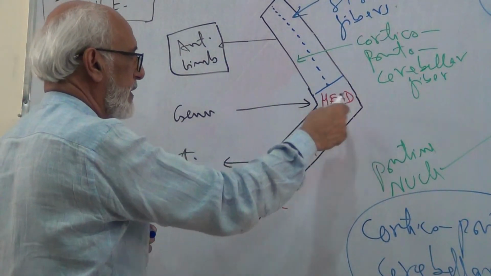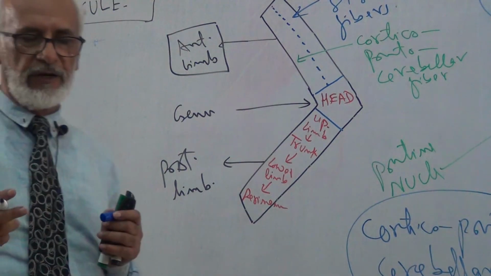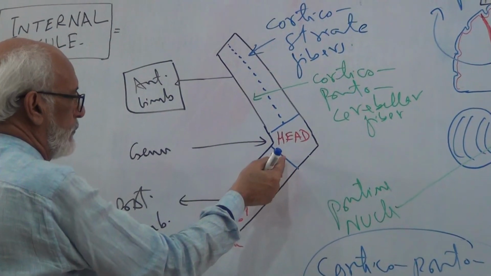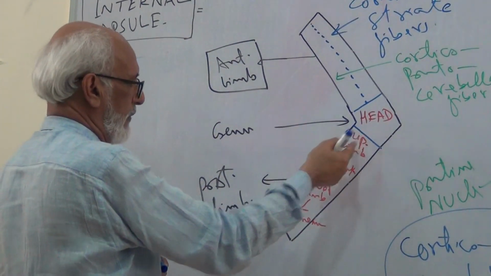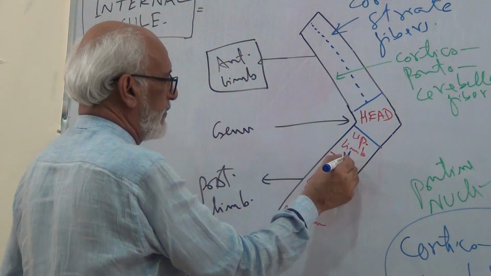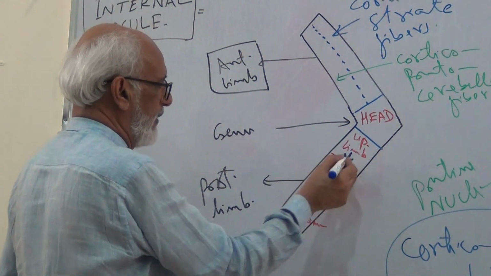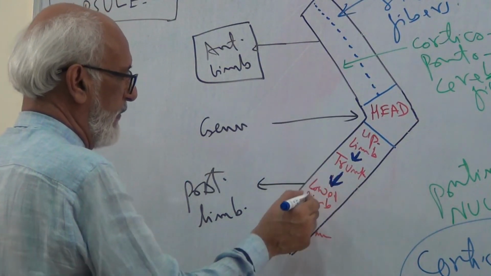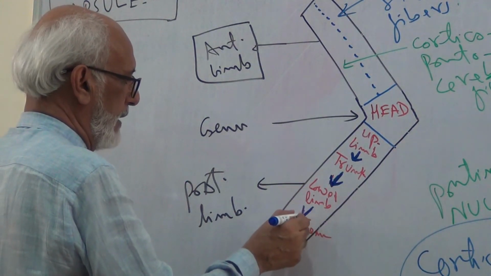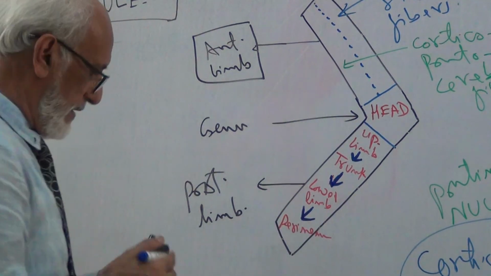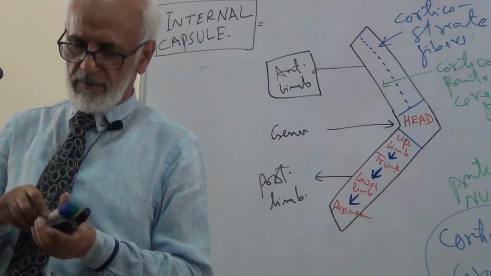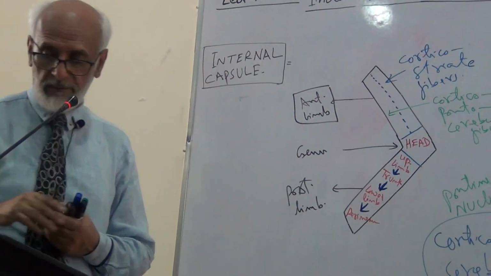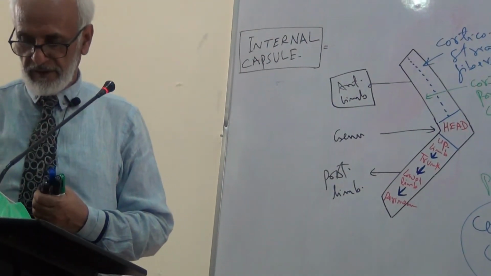Through the genu, the nerve fibers, ascending and descending tracts from the head region of the body, pass. And through the posterior limb, from before backwards, are the fibers from the upper limb, followed by fibers from the trunk of the body, then followed by fibers from the lower limb, and then lastly the perineal region. This is how we locate these fibers in the internal capsule, especially the genu and the posterior limb of the internal capsule. These fibers ascend and descend.